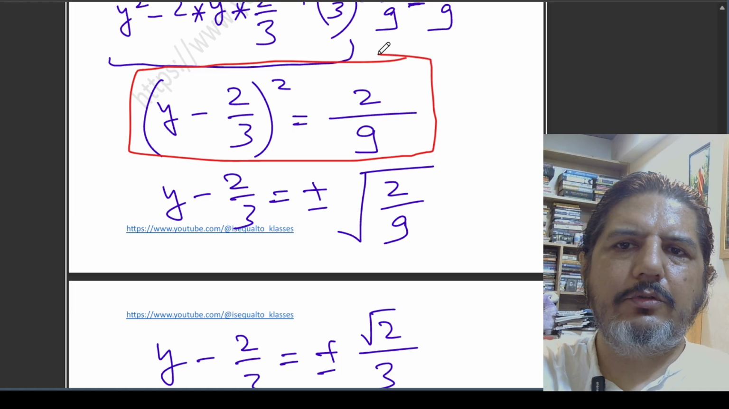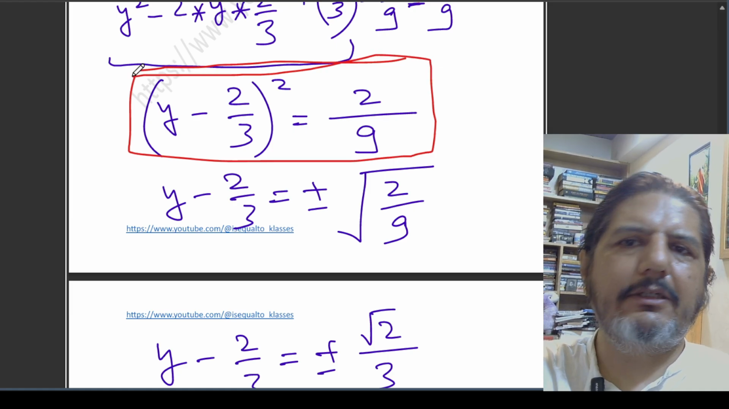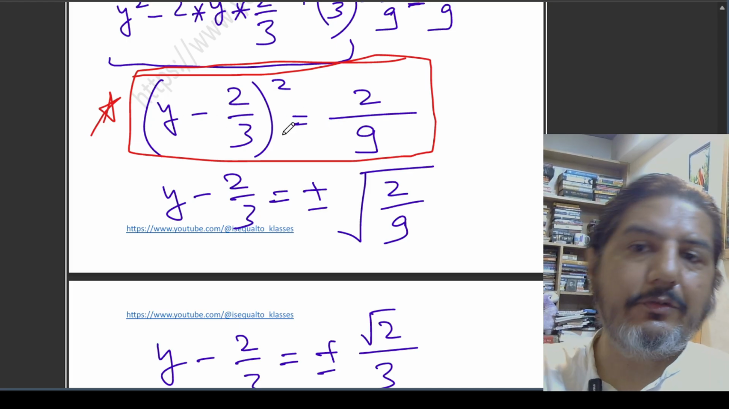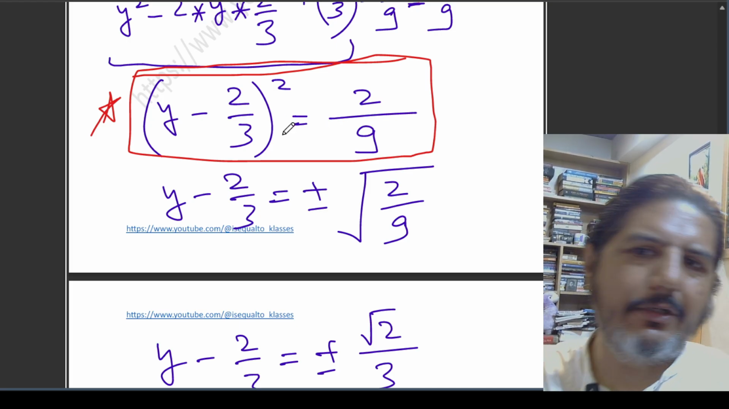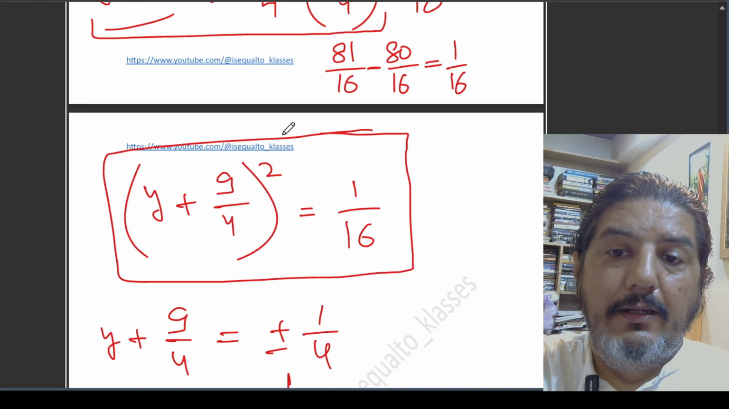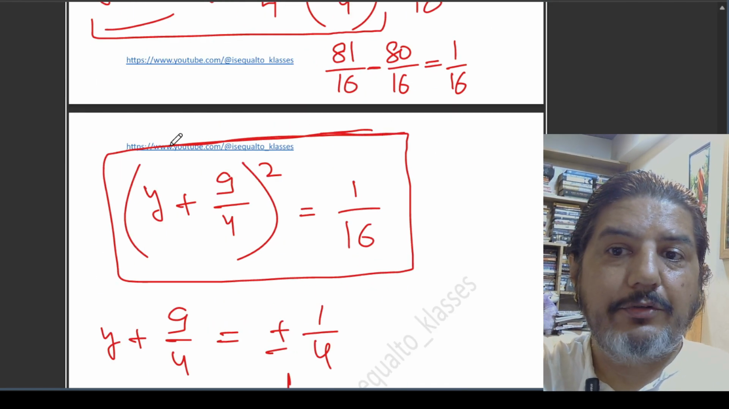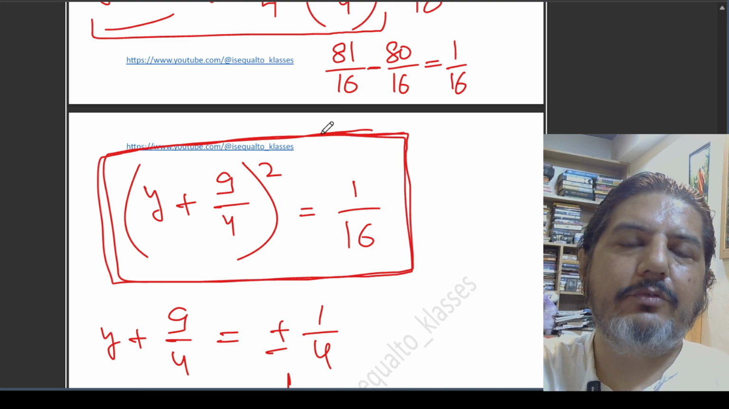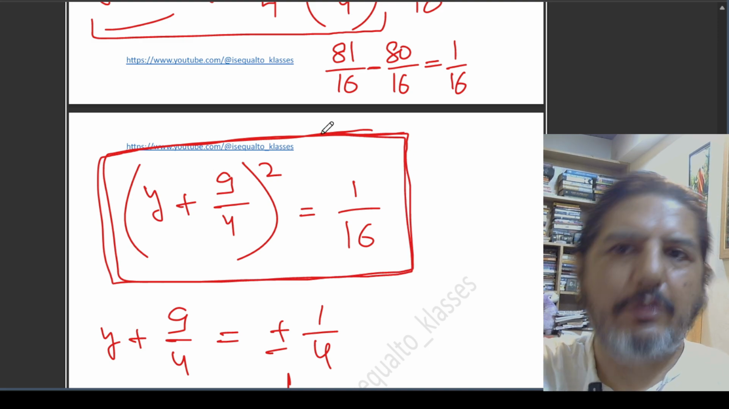(y - 2/3)² is equal to 2 by 9. So this is the second. In the second question, this is the step. Once you have reached this step, then the solution is within your reach. In the third question, this is a step where we know that we are very close to the solution.